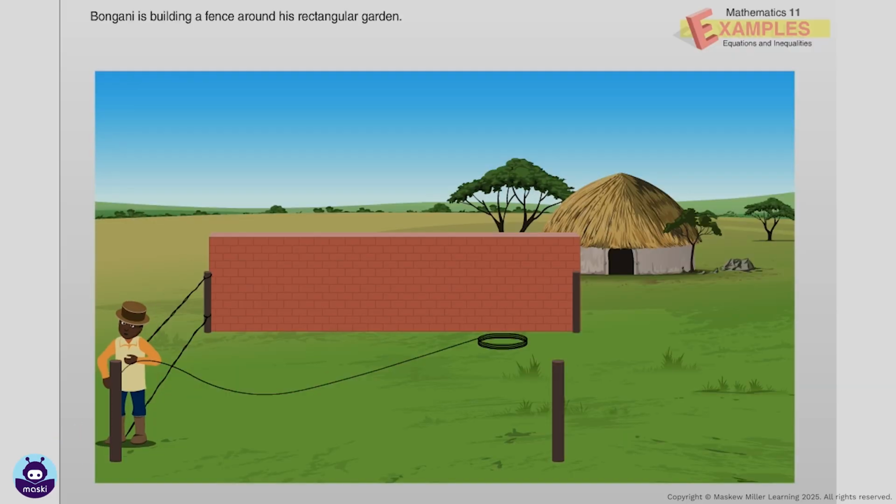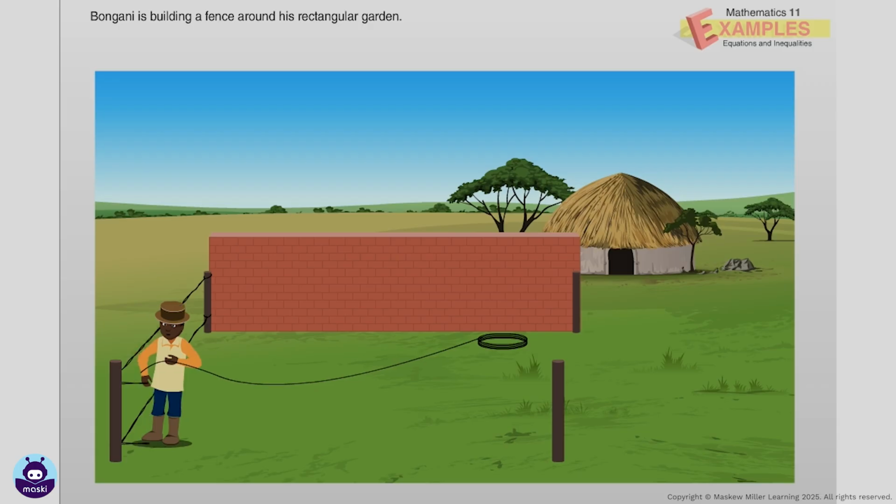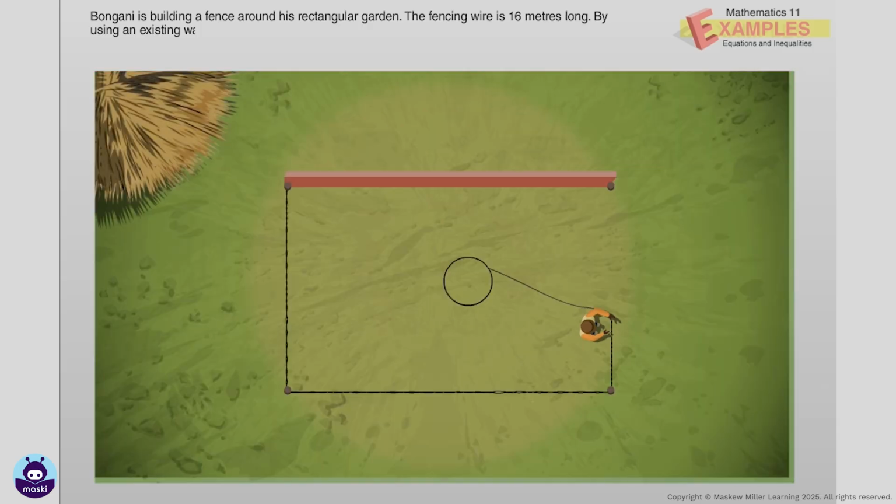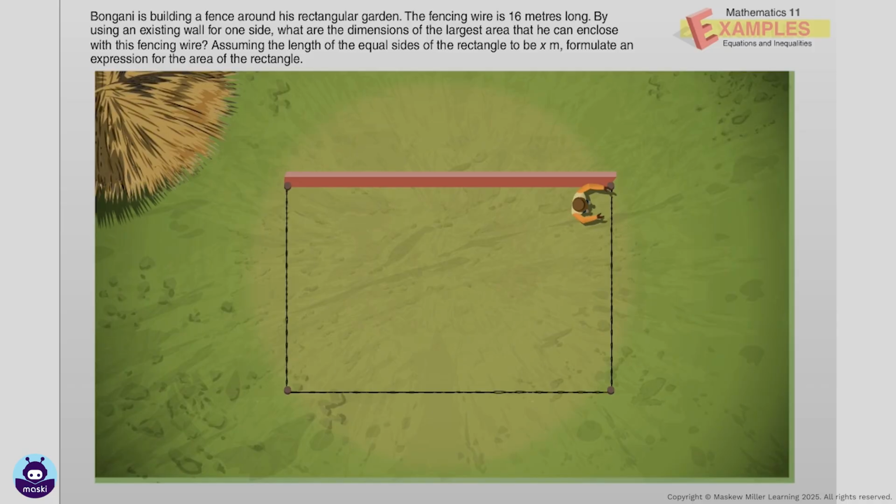Example 1. Bongani is building a fence around his rectangular garden. The fence wire is 16 meters long. By using an existing wall for one side, what are the dimensions of the largest area that he can enclose with this fencing wire? Assuming the length of the equal sides of the rectangle to be x meters, formulate an expression for the area of the rectangle.